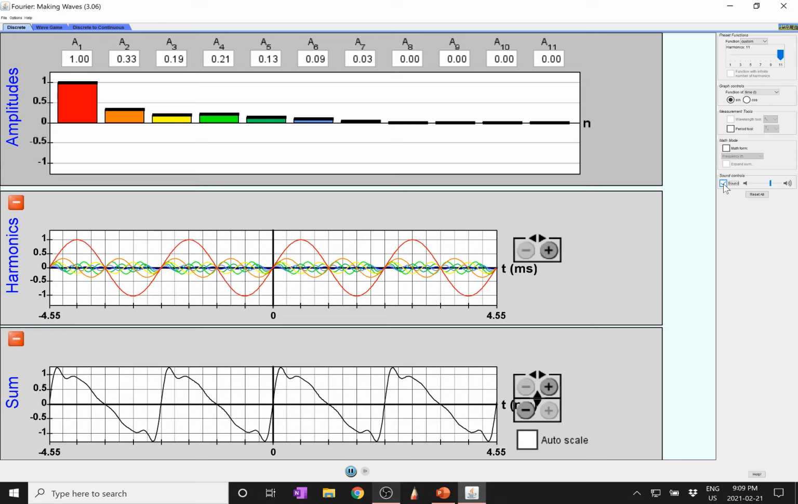Okay, so that is the combination of all of these tones.